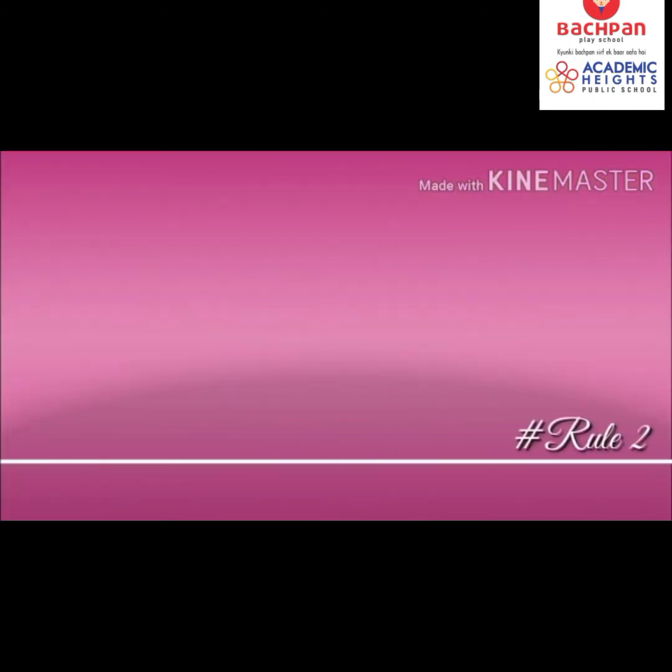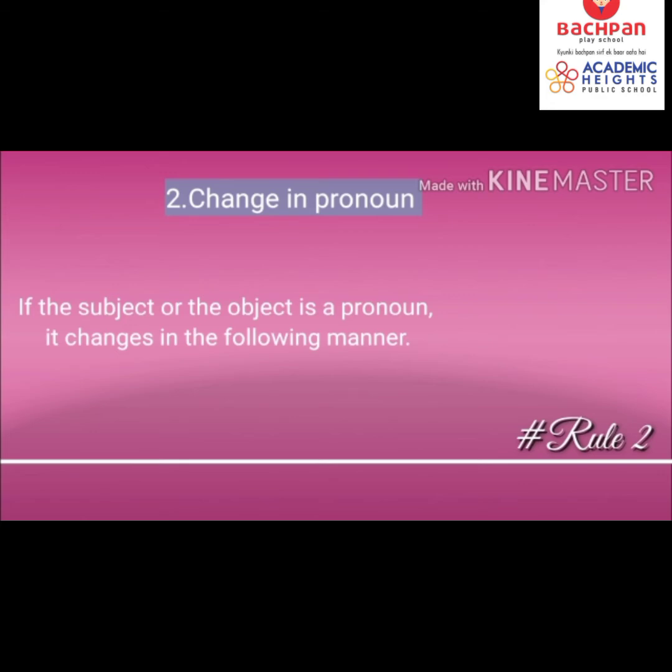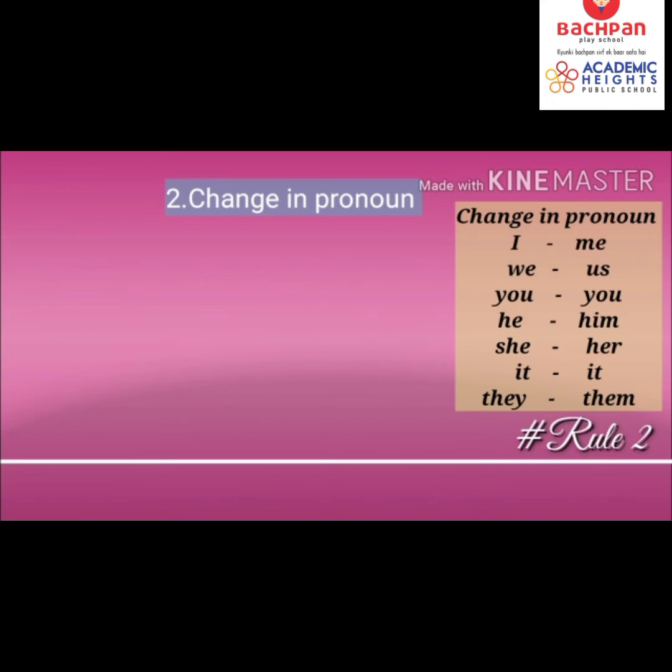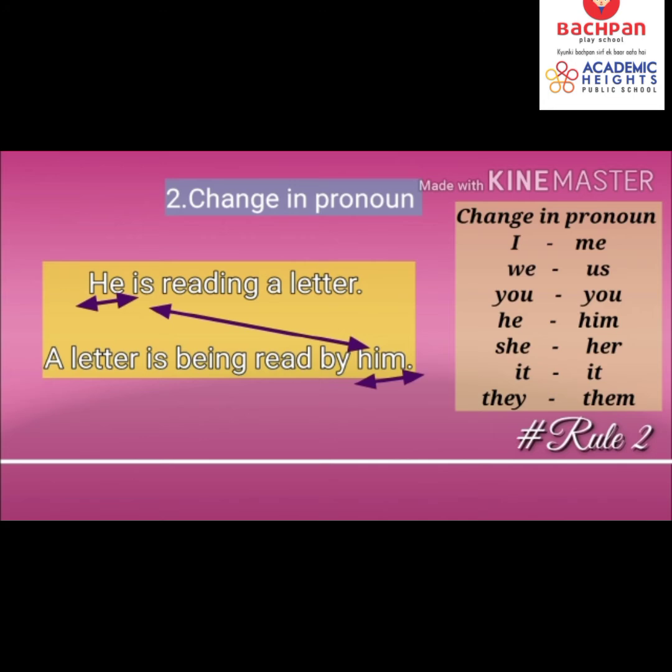Rule number 2. Change in pronoun. If the subject or object is a pronoun, it changes in the following manner. I changes into me. We changes into us. You into you. He into him, she into her, it stays the same, and they change into them. Example: he is reading a letter. A letter is being read by him. Here he as a subject becomes object in the passive voice and it is changed into him.